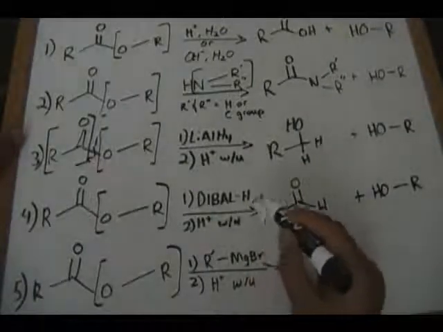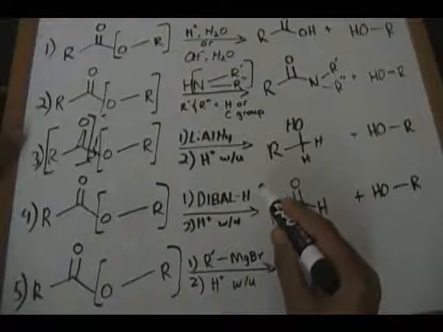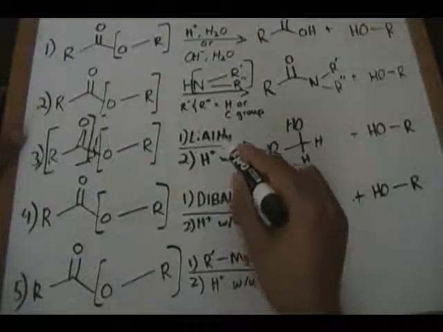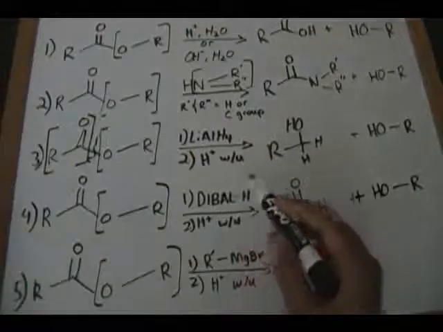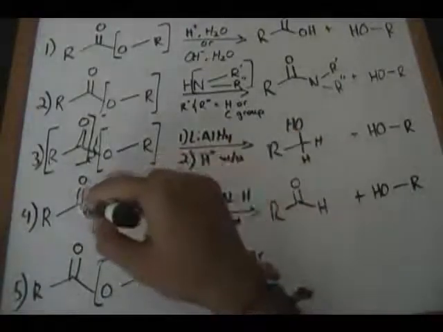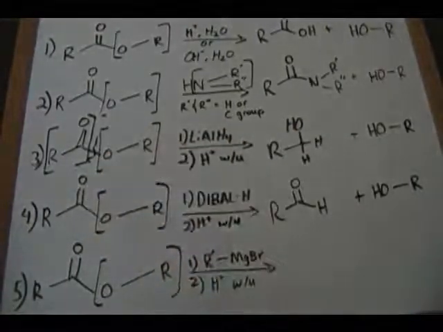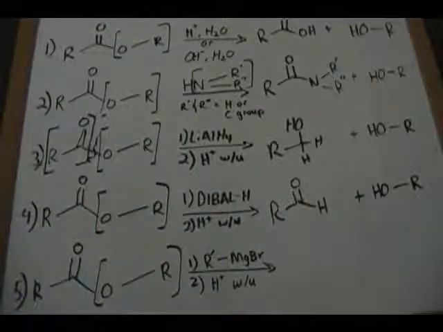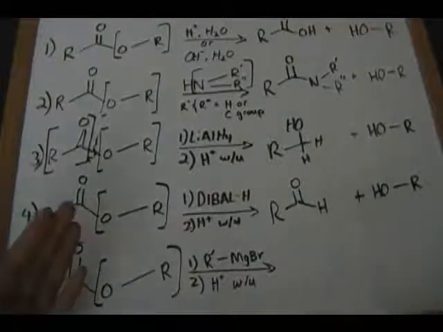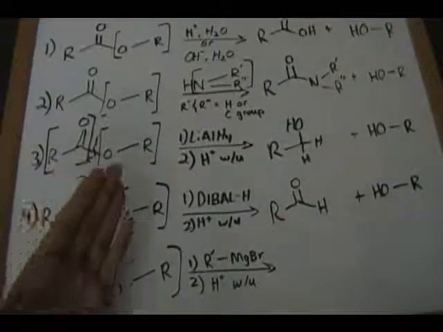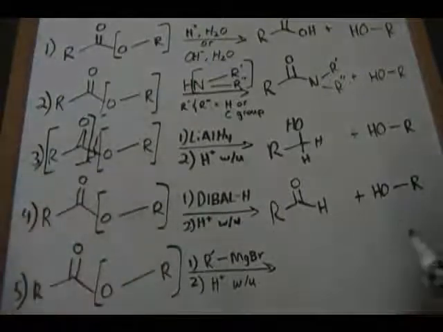Again, DIBAL-H is a source of 1 hydride ion. Lithium aluminum hydride was a source of 2 hydride ions. This guy is a source of 1 hydride ion, and this 1 hydride ion attacks the carbon of the carbonyl, reduces the system in such a way where through the course of the mechanism you're going to form an aldehyde, and that's what you do here. And as a part of the process, you kick off this piece here, this leaving group, and you form your alcohol.